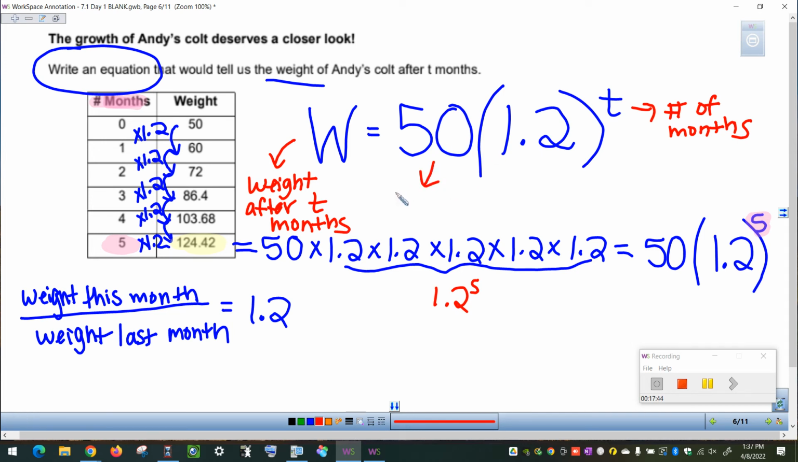And the 50 here, this was the starting weight. I'm going to actually write this as the starting value. And that's when t was equal to 0. So in other words, when it had been 0 months, the starting weight of the colt was 50.